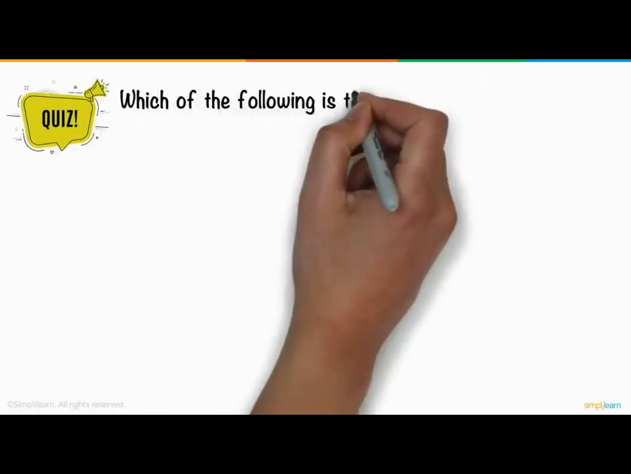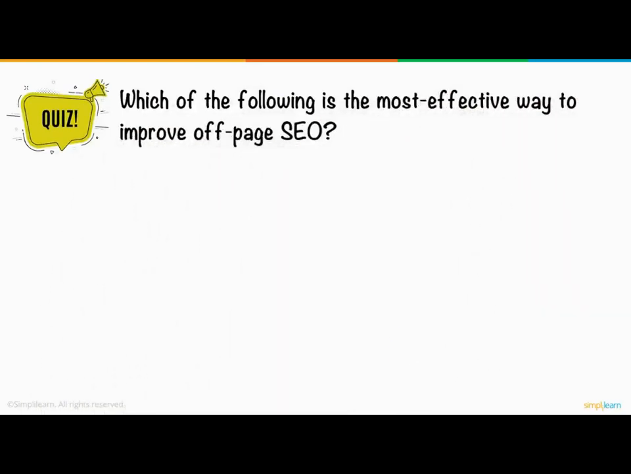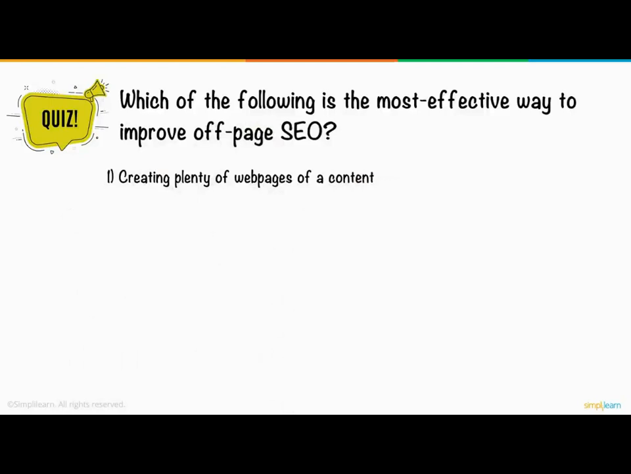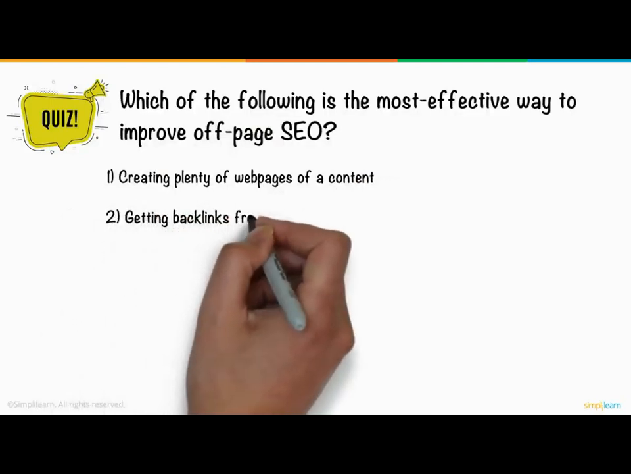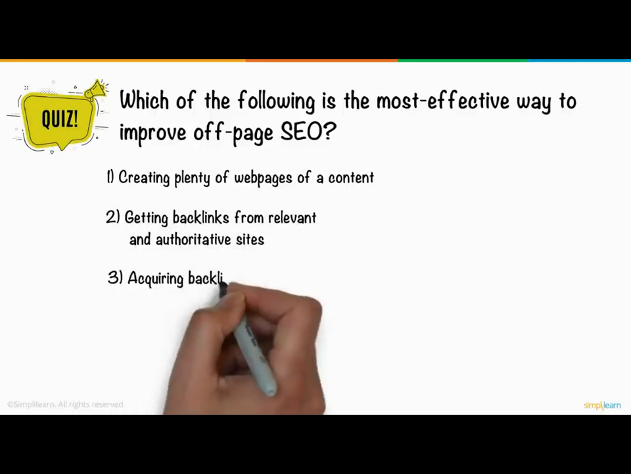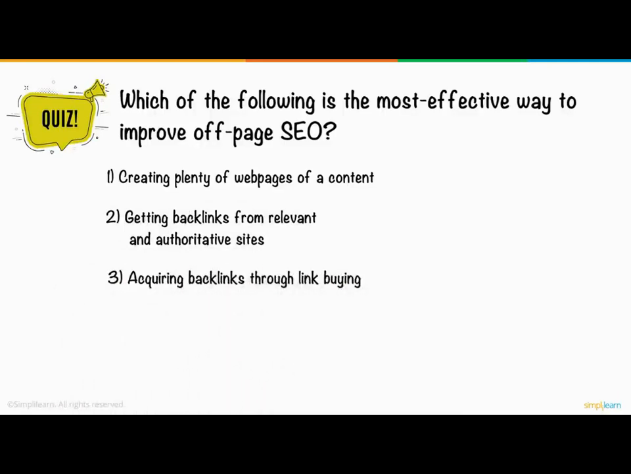Which of the following is the most effective way to improve off-page SEO? 1. Creating plenty of web pages of a content. 2. Getting backlinks from relevant and authoritative sites. 3. Acquiring backlinks through link buying. 4. None of the above.